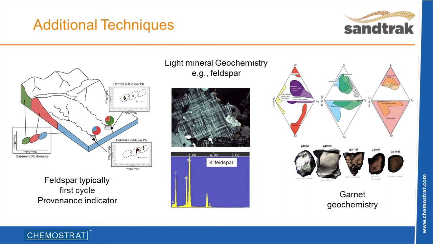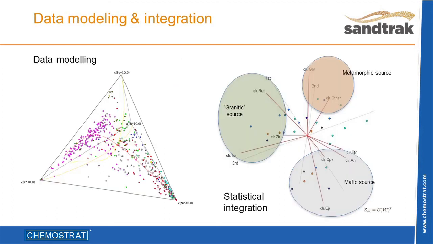Sandtrak will also test the suitability of other techniques, such as lead isotope analysis of K-feldspar, garnet, tourmaline, mica, and other grain geochemical techniques to fully characterise sediment provenance. One of the key components of Sandtrak is the ability to graphically and statistically model and integrate different provenance data to provide a comprehensive provenance model and to assess its impact on reservoir quality.